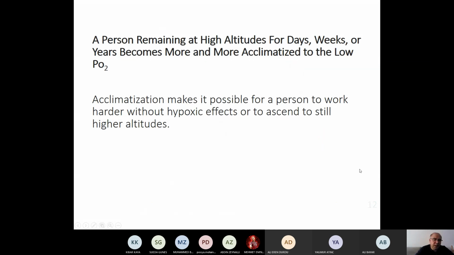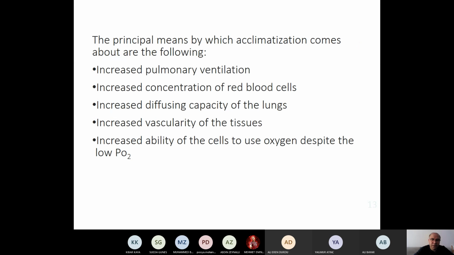A person remaining at high altitudes for days, weeks, or years becomes more and more acclimatized to the low oxygen partial pressure. Acclimatization makes it possible for a person to work harder without hypoxic effects or to ascend to still higher altitudes. So the principal means by which acclimatization comes about are the following.